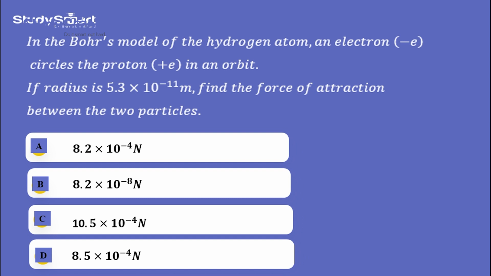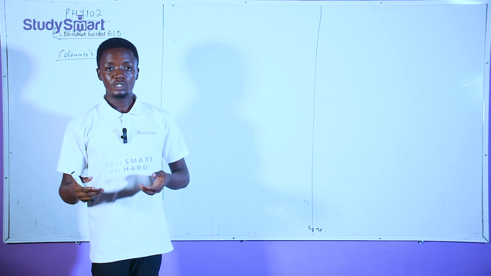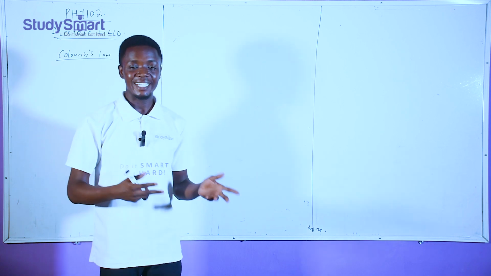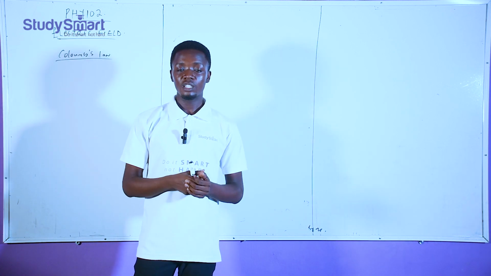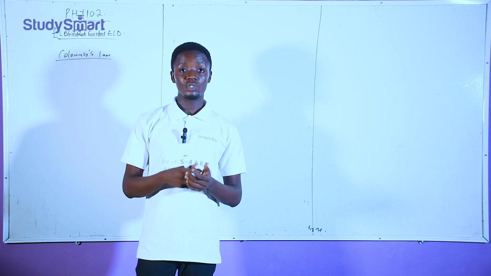In Bohr's model of the hydrogen atom, an electron, minus e, circles the proton, plus e, in an orbit. If the radius is 5.3 times 10 to the power of minus 11 meters, find the force of attraction between the two particles. First, we know that we have the hydrogen atom, and in an atom, we are expected to have both protons and electrons cohabiting, and that is why an atom is always electrically neutral.